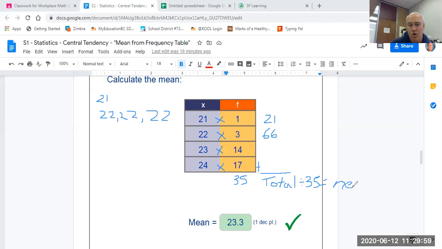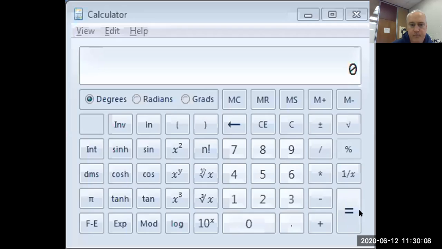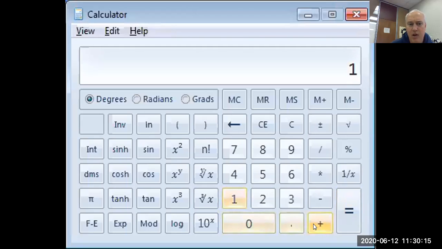So let me plug this all into the calculator, so you can see how this would work. Let's switch screens here, and we'll go to the calculator. The first thing, once again, is to find out how many numbers we actually have and keep note of that. There's 1 frequency of the number 21, 3 frequencies of the number 22, 14 frequencies of the number 23, and 17 frequencies of the number 24. Collectively, that makes 35. There's 35 numbers. So we'll just remember that in our head.